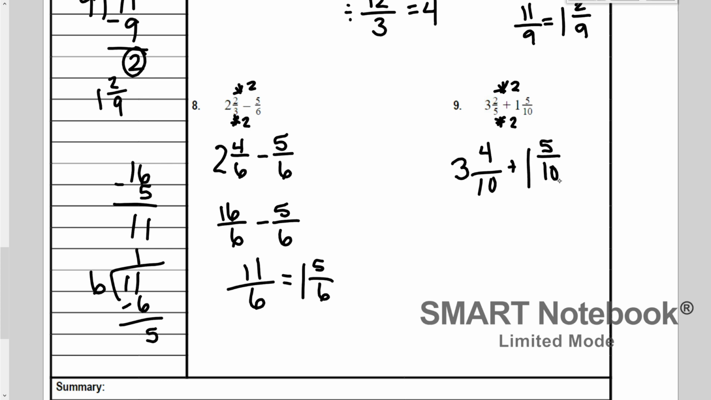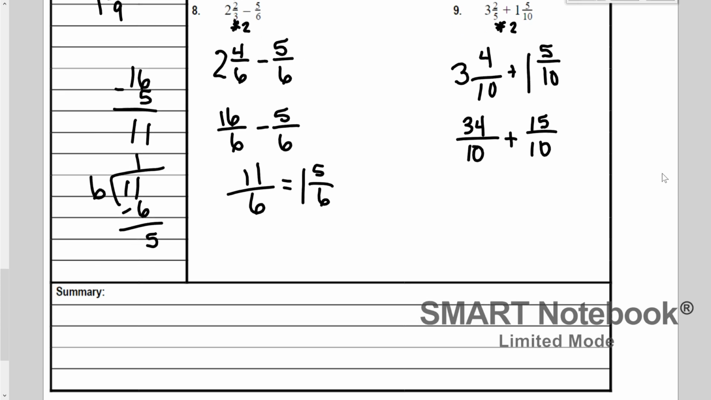Now that we have a common denominator, let's make those improper. 3 times 10 is 30. Plus 4 is 34. Denominator stays the same. We are adding. Always pay attention to that symbol. 1 times 10 is 10. Plus 5, 15 tenths. All right, let's add our numerators. 34 plus 15. Again, you can always pull it to the side. 5 plus 4 is 9. 3 plus 1 is 4. This would give us 49 tenths.